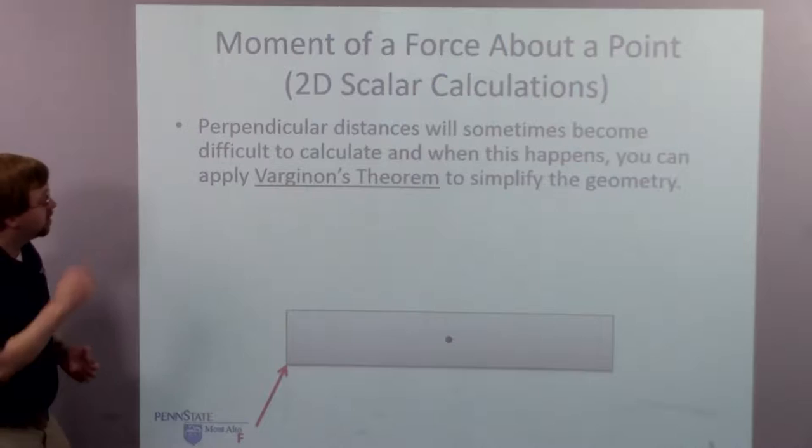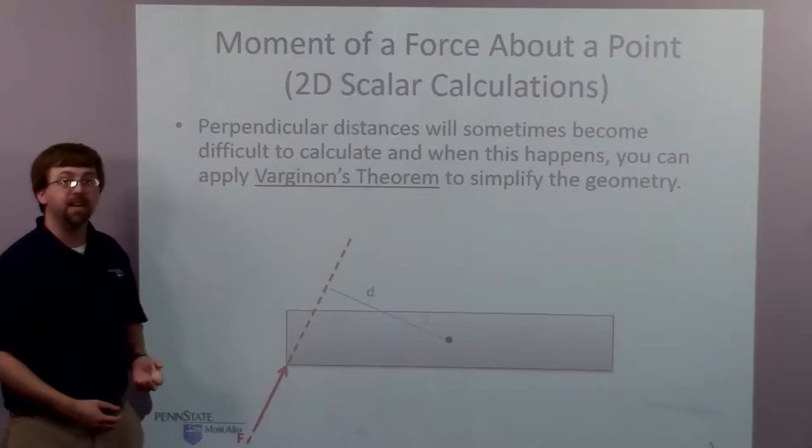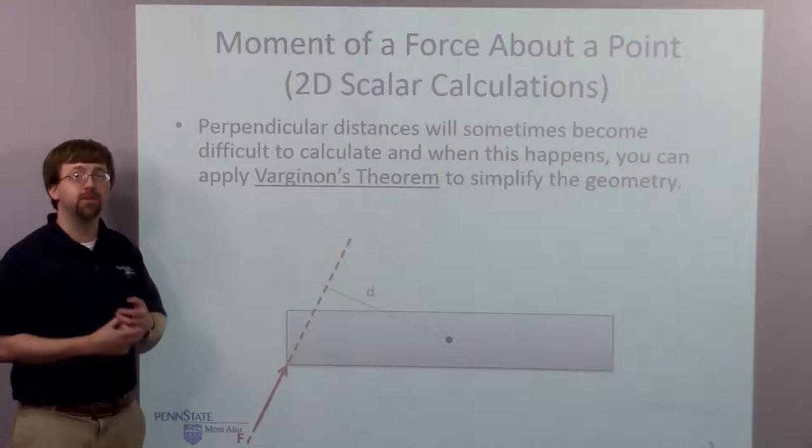And sometimes it's going to be a little difficult. This is the same example I had before. I had that line of action. Finding this distance here is a bit of a big geometry problem. It's bigger than we want to do. And so when that happens, we often use what's called Varignon's theorem with these scalar moment calculations.